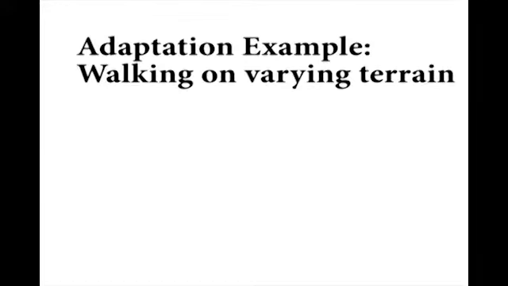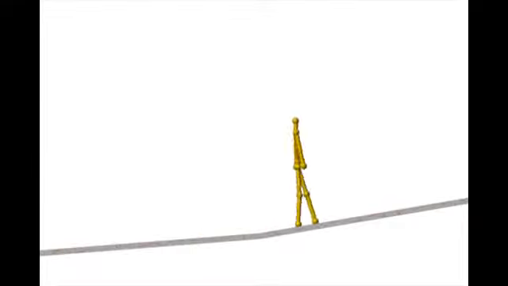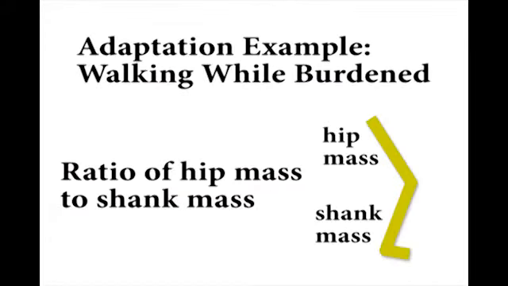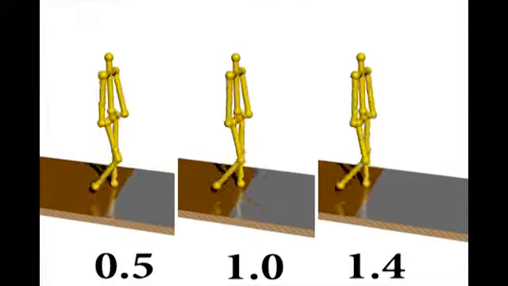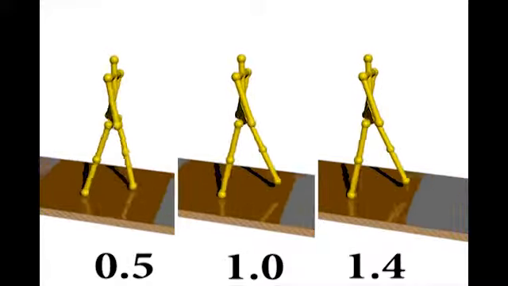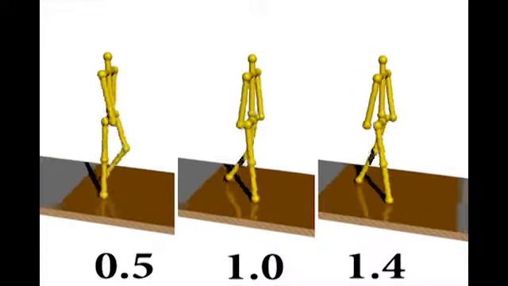We demonstrate our motion synthesis algorithm on a number of examples. Here we demonstrate the effect of applying offset actions. This allows the character to adapt to a changing slope. We can alter the environment by altering the mass ratio between the hips and the shank of the character, simulating walking behavior when burdened.